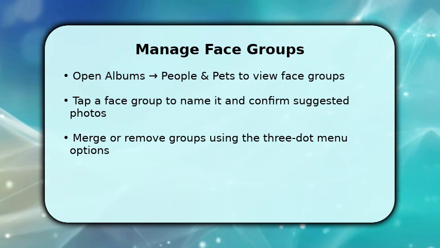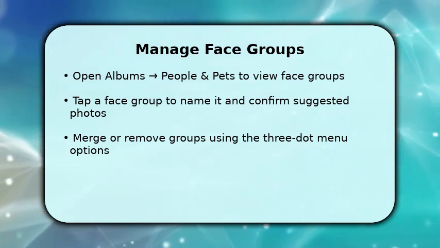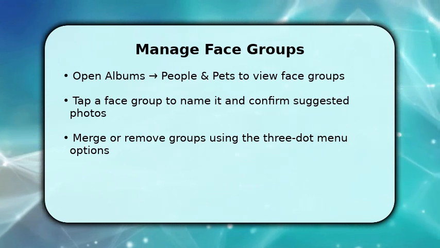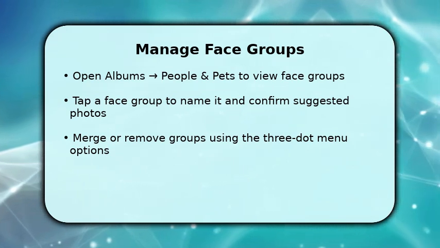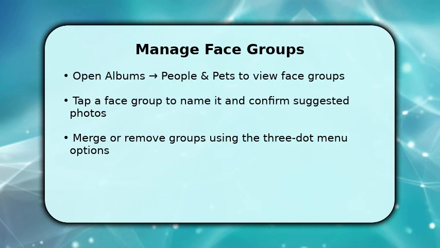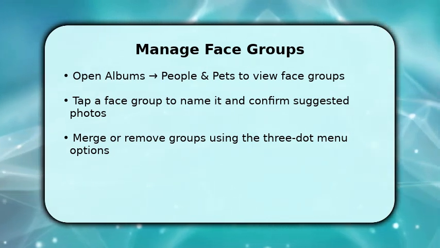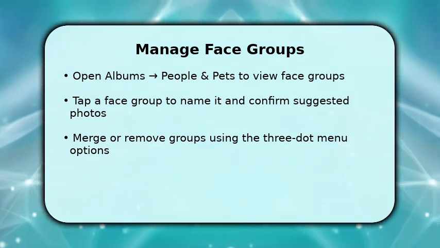Tap a cluster to review suggested photos, confirm correct matches, and remove any incorrect ones so the model learns your corrections. Use the three-dot menu to merge two clusters that belong to the same person. This improves future suggestions. Make sure to name key people so searches work. These middle steps refine accuracy by correcting false positives and consolidating fragmented groups.